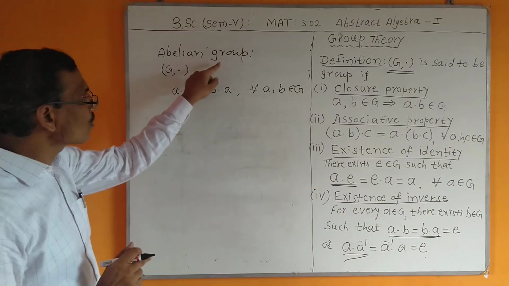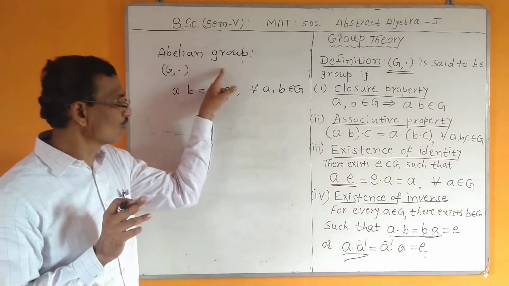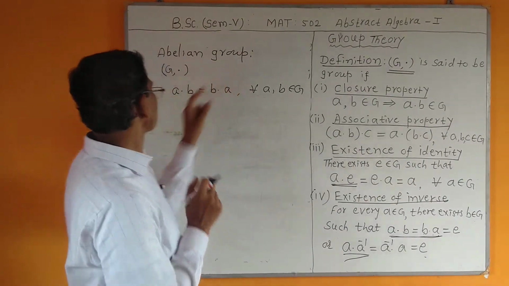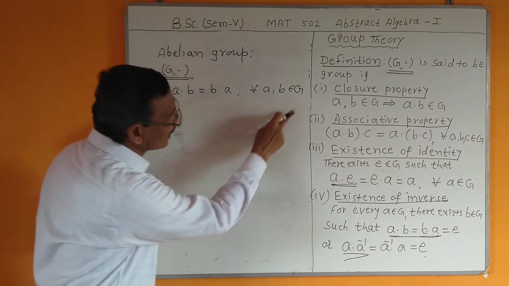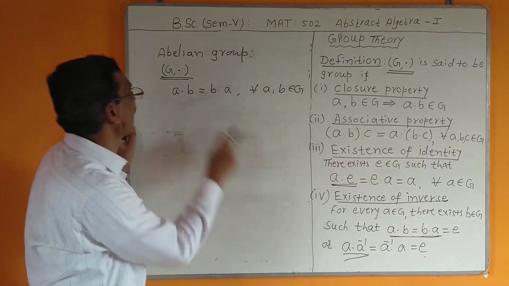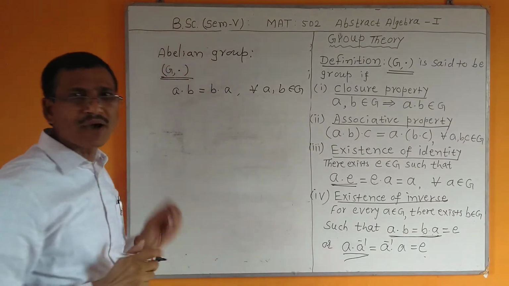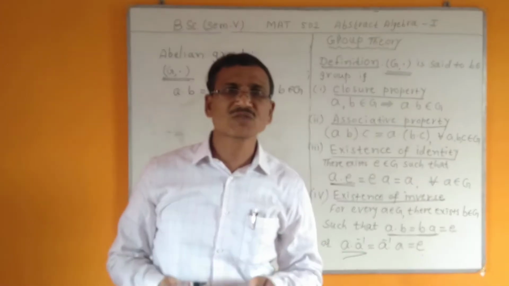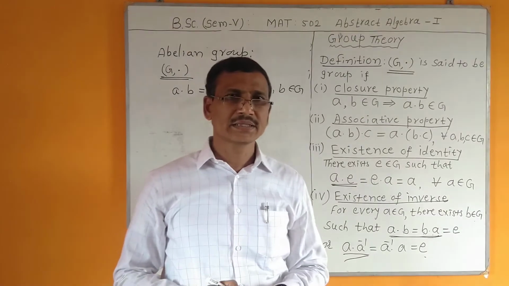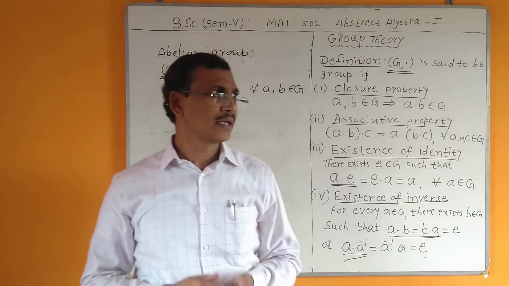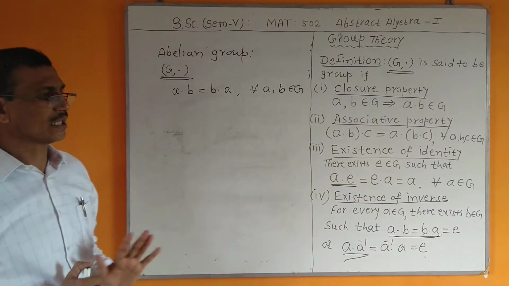Means for an abelian group, how many conditions? There is not only one condition. For an abelian group, there are 5 conditions, because already we have taken (G, dot) as a group, which means there are these 4 conditions and one more, the commutative property. Which are these 5 conditions? Closure property, associative property, existence of identity element, existence of inverse element, and commutative property must be satisfied.